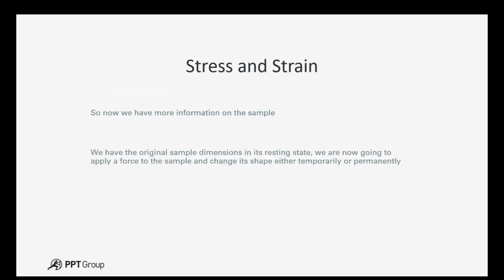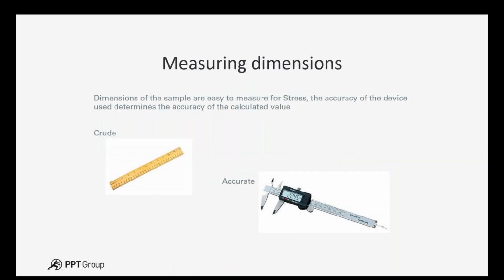So now we have more information on the sample. We've got the original sample dimensions in its resting state, and we're now going to apply force to it, and we're going to see how the sample changes its shape, either temporarily or permanently. So the first thing we need to do is be consistent with our measurements. If we're going to measure a sample, we need to have an accurate way of measuring it. The more accurate device you can use for measuring the sample dimensions, the better the accuracy of your calculated values, because stress, after all, is a calculated value based on force and dimensions.